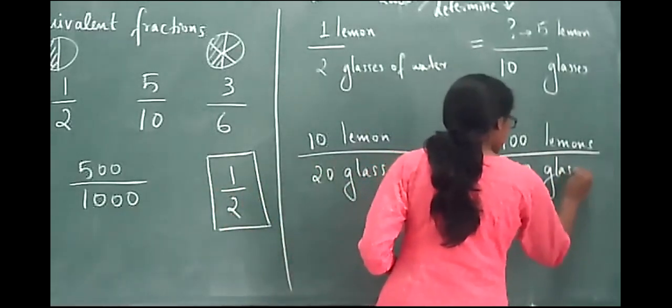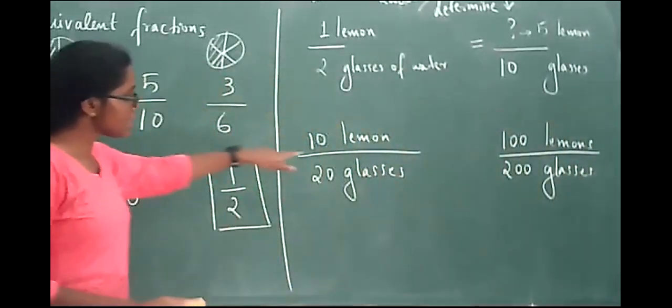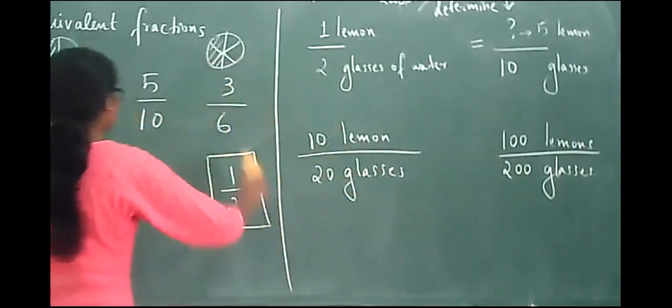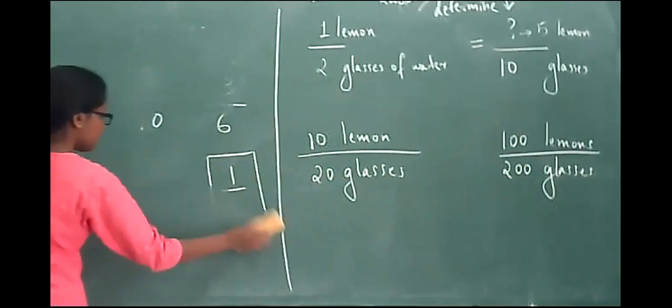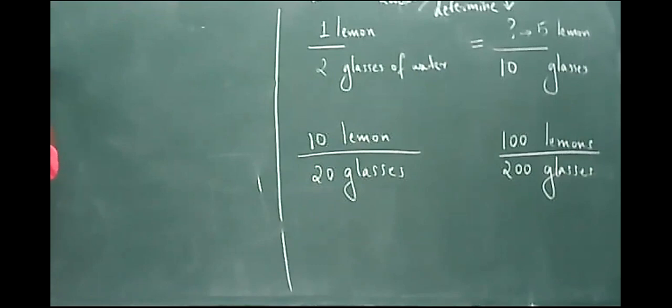Here is something very important pointed out. What we write is very, very important. Let's say we have an idea that for one lemon we need 2 glasses of water. So for one lemon, we need 2 glasses. The first one represents lemon, that is the top one. I can't see this, is it?